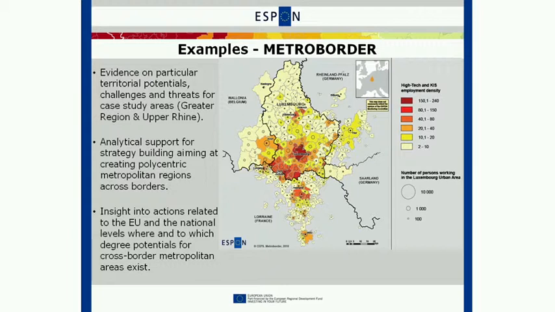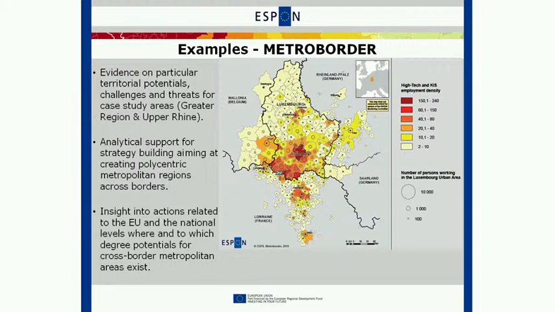This one, METROBORDER, because I think the topic as such will again be taken up and be interesting in the Luxembourgish presidency that we have ahead of us. And this project looked in particular at cross-border metropolitan regions, focusing on the greater region, where Luxembourg, but also regions in Belgium, France, and Germany are part of, and the Upper Rhine region at the Swiss, French, and German area.